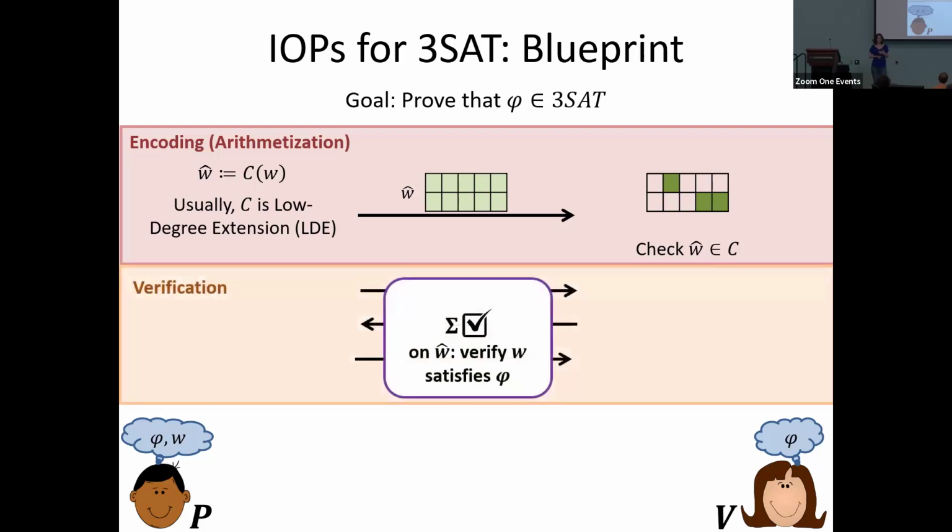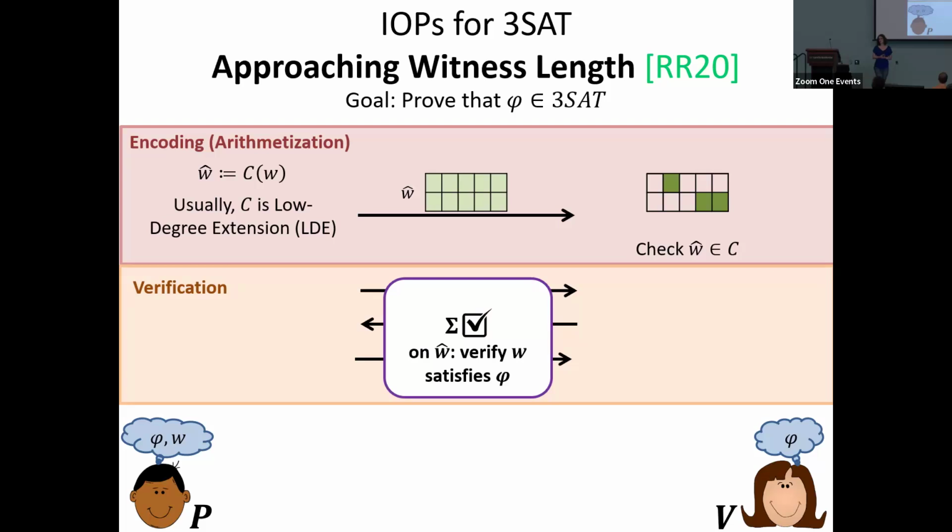And then in the second phase, the verifier checks that this witness is a satisfying assignment. And to do this, she exploits the structure of the LDE encoding, and she can use a sumcheck over the LDE encoding to check that W is a satisfying assignment. So this is how you get IOPs for 3SAT. And if we care about the witness length and we want to approach the witness length, then Ron-Rothblum showed in 2020 how to take this blueprint and reduce the proof length.